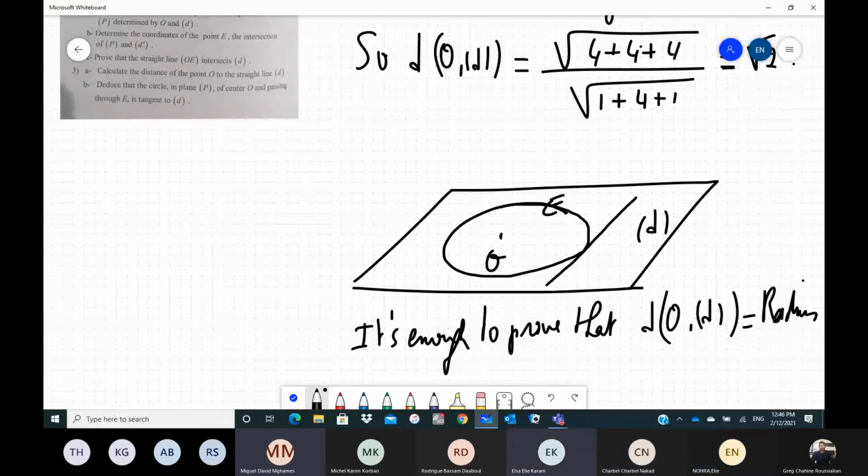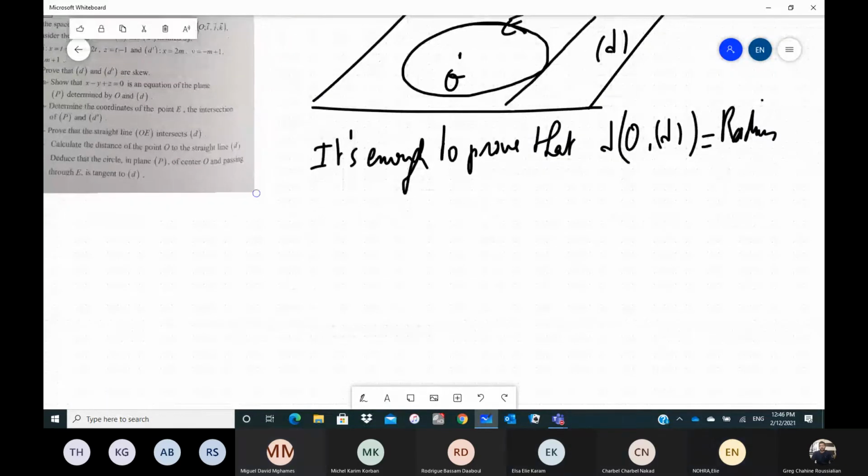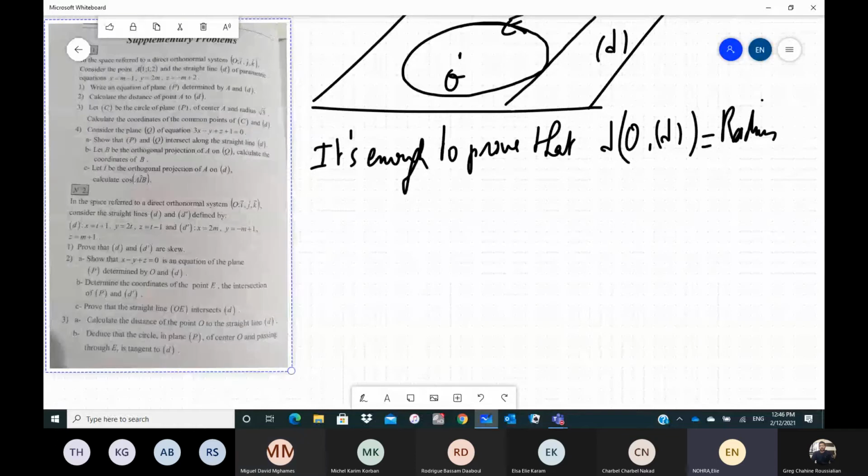Yes, it belongs, and the radius belongs to what? The circle C. Right. And what is the radius?